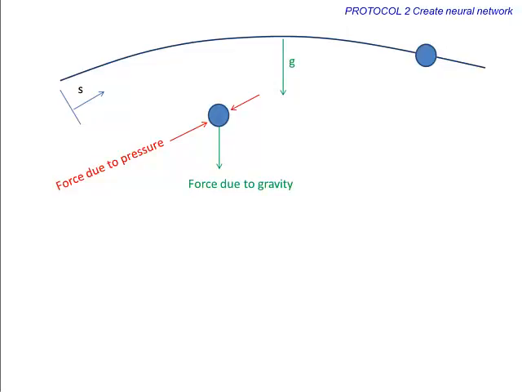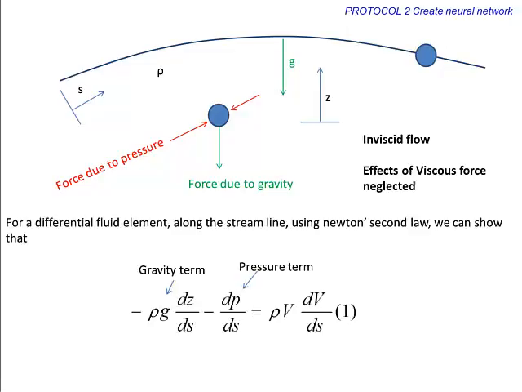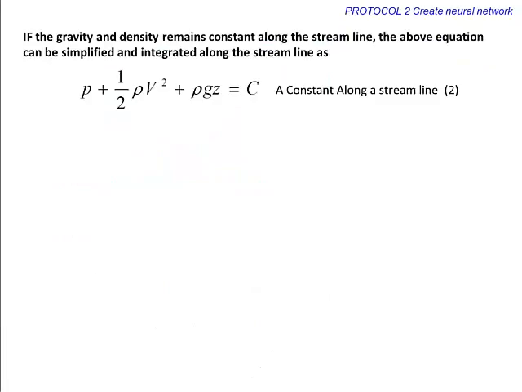Applying Newton's second law, we can derive an equation balancing the force terms on the left, and the ma term on the right, as shown in the figure. If the gravity and density remain constant along the streamline, equation 1 can be simplified and integrated along the streamline as equation 2. Equation 2 is called the Bernoulli equation.